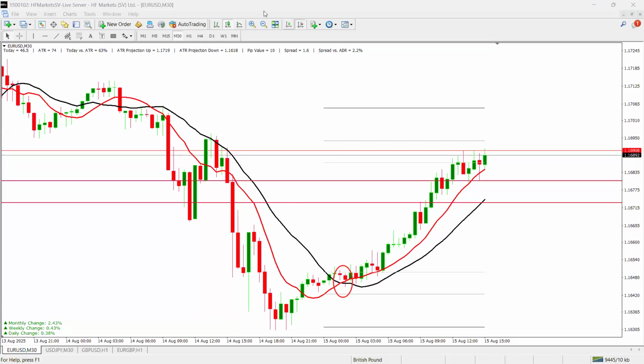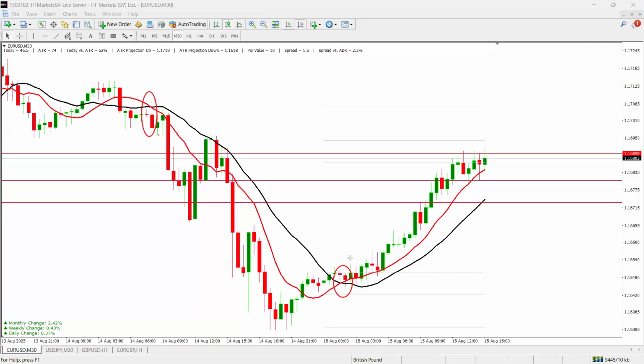The moment PPI came yesterday, we saw a dead cross here. The 50 went below the 100 here. The 10 went below the 20 here. And price continued to go down. Now that the market is also similarly trading against the dollar today, we've seen a golden cross back to the top.